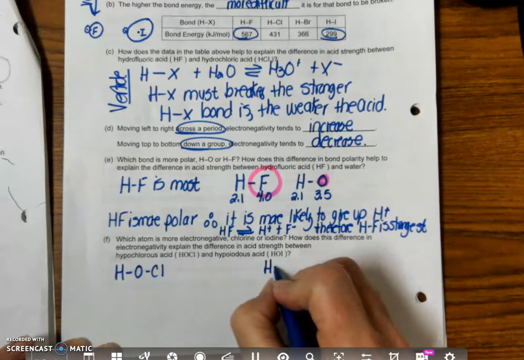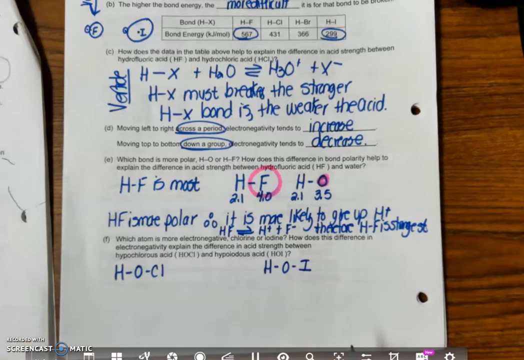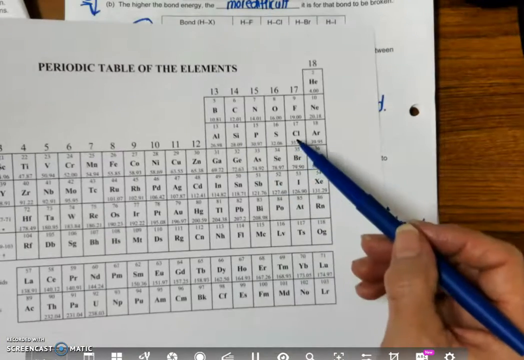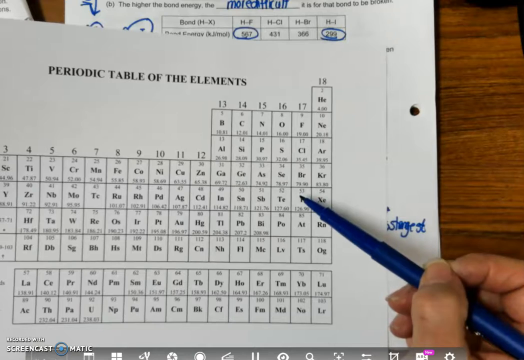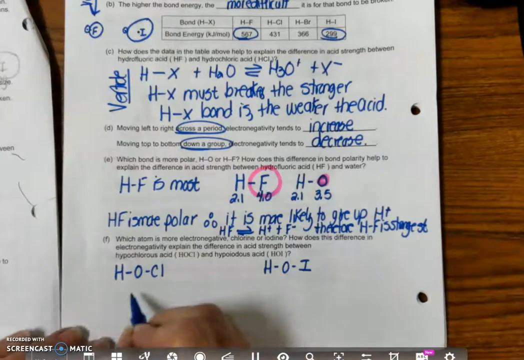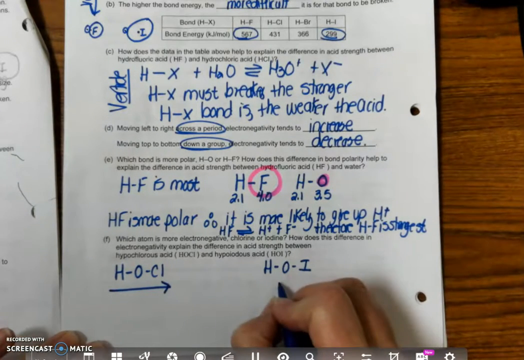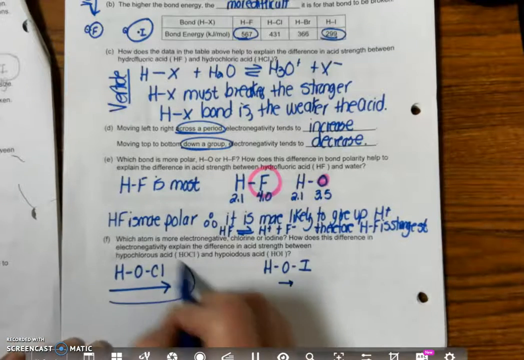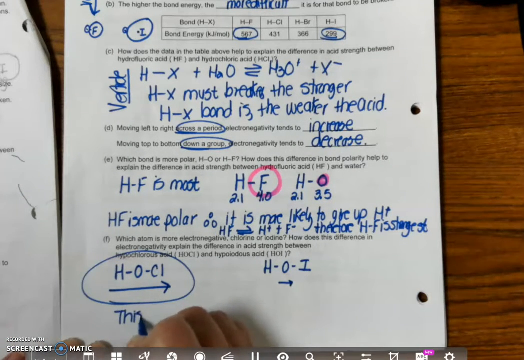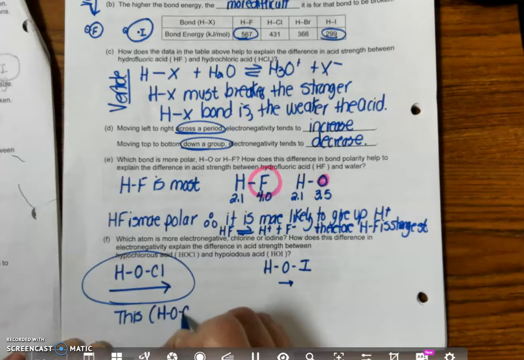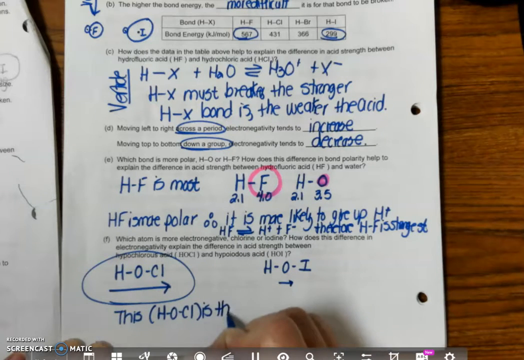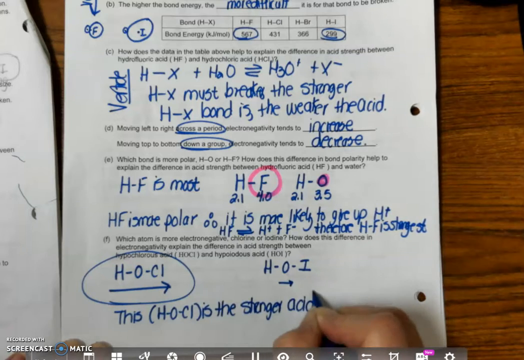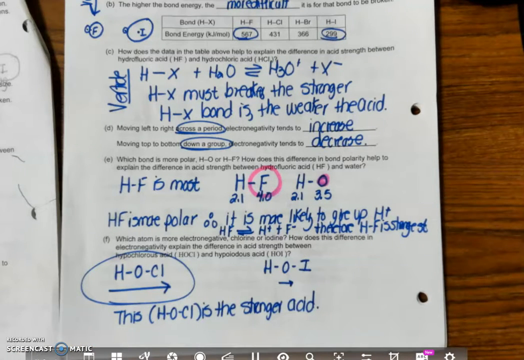HOCl and HOI. All right. Now, this one, chlorine, remember, is up here. It's going to be more electronegative than this. So I'm going to have a bigger pull here than I do here. And because of that, OCl is the stronger acid. So I'm going to kind of summarize.